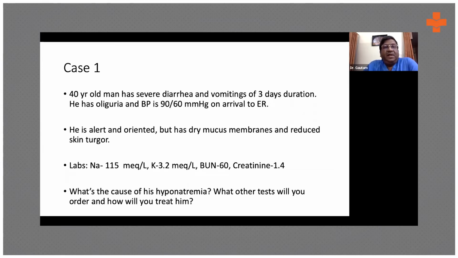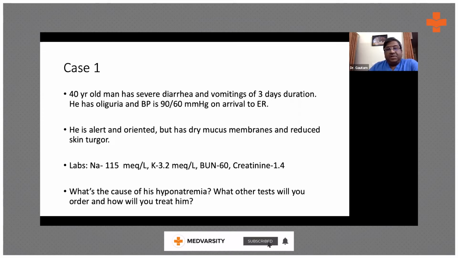So case 1, a 40-year-old man has severe diarrhea and vomiting of 3 days duration. He has reduced urine output and blood pressure is on the lower side, 90/60, when he comes to the emergency room. He's alert and oriented and he looks dehydrated. Tongue is dry. And on labs, he has sodium of 115, potassium of 3.2, urea of 60, and creatinine of 1.4. So what is the cause of his hyponatremia, what tests will you do, and how will you treat him? Okay. Try to think about the question and about the case, and then we'll come back.